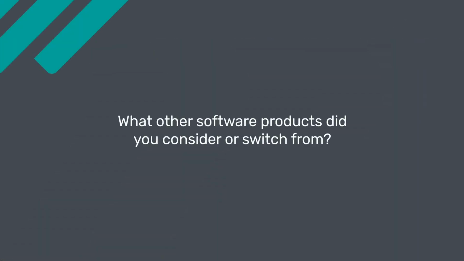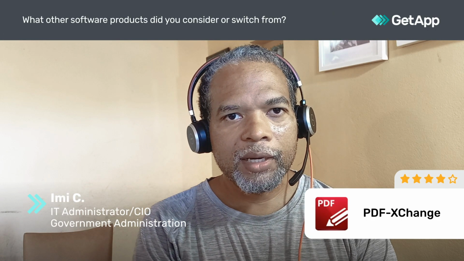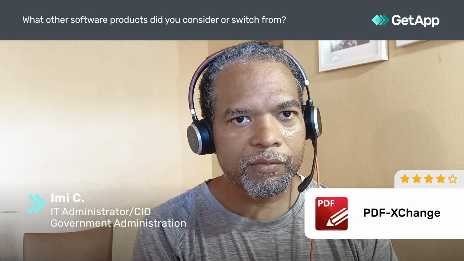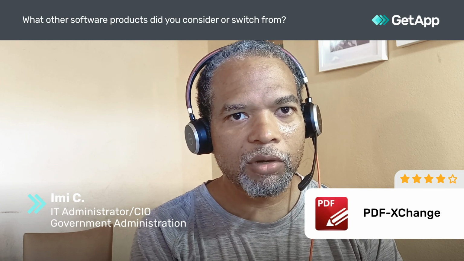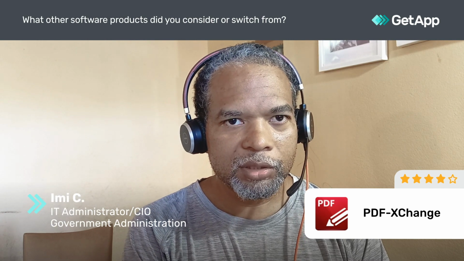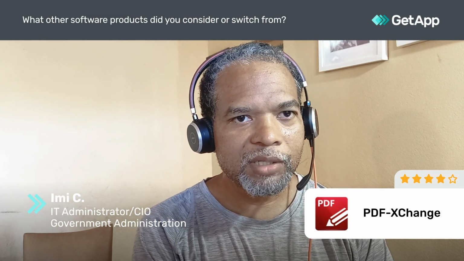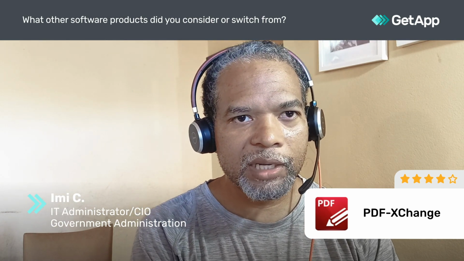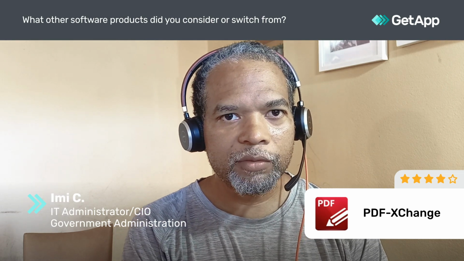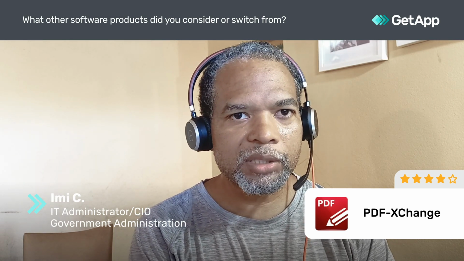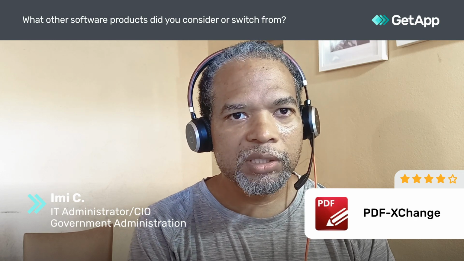PDF-XChange was introduced in my company. We were using Adobe 10, the PDF software, and it was pretty much an expensive package for our company. And as we grew, the cost would have grown with license, so we decided to look around for alternatives. We explored Foxit PDF.